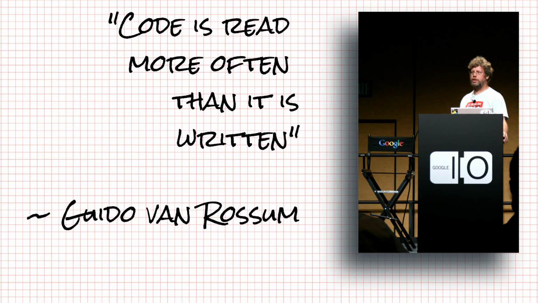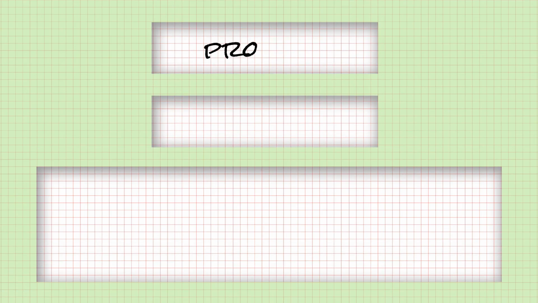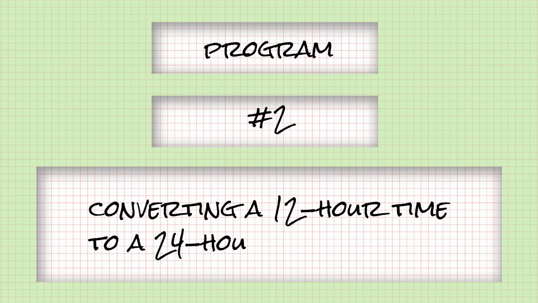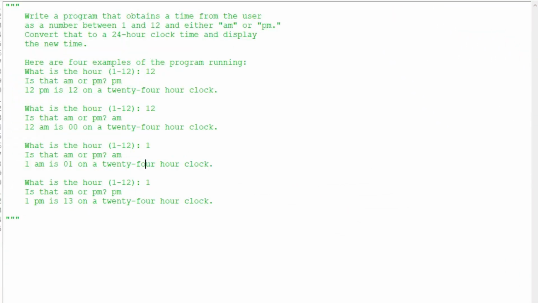Now, before we look at a real-world context for this program, I'm going to give you a second related problem that is going to require an if statement. Program 2, converting a 12-hour clock hour to a 24-hour clock hour. Obtain a time, an integer between 1 and 12, and either AM or PM from the user, and convert that time to a 24-hour time. I have 4 examples of this program running, the 2 12 o'clock special cases, and an AM hour and a PM hour. The prompts are what is the hour, 1 to 12, and is that AM or PM.